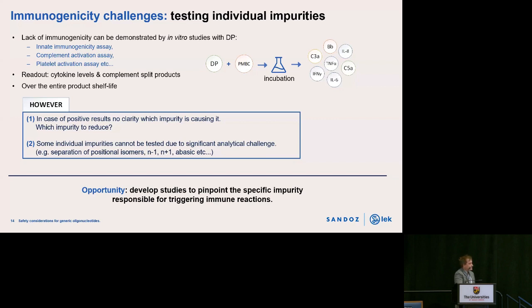And one of the problems here is also that you cannot test individual impurities due to significant analytical challenges, such as separation of positional isomers. So here I think an opportunity would be to develop studies to be able to pinpoint the specific impurity responsible for triggering a potential immune reaction. And I think that we got good indications in the last talk by Hannah.